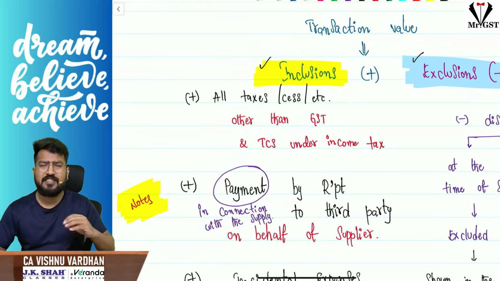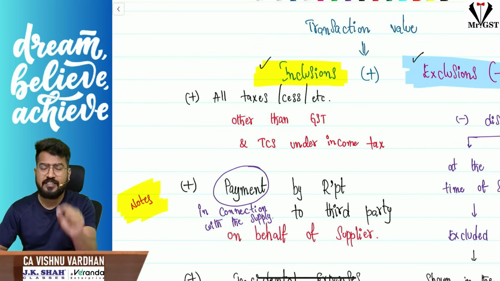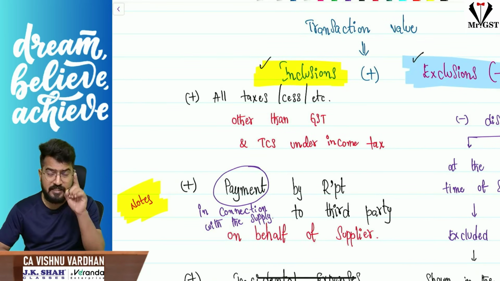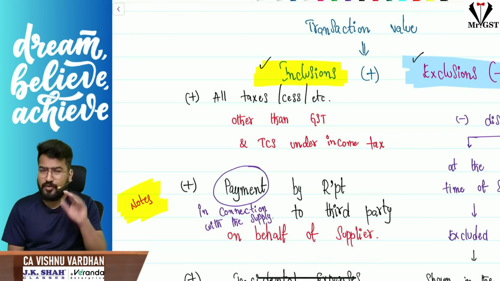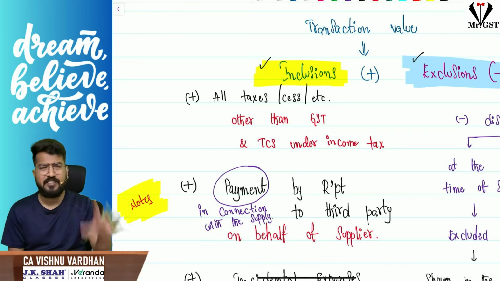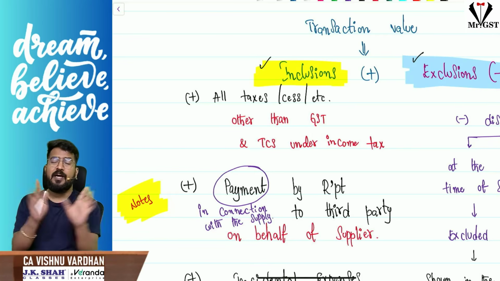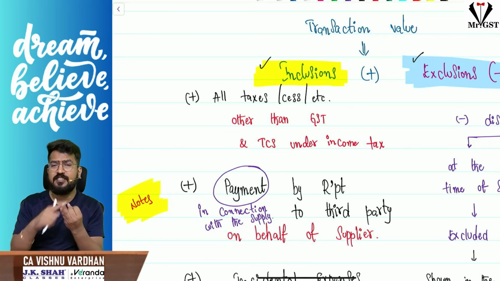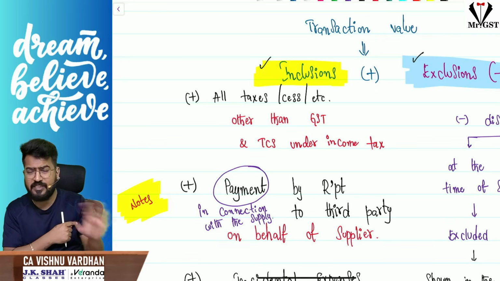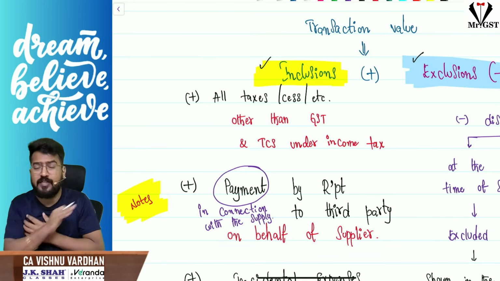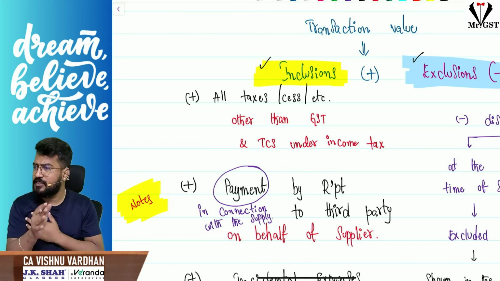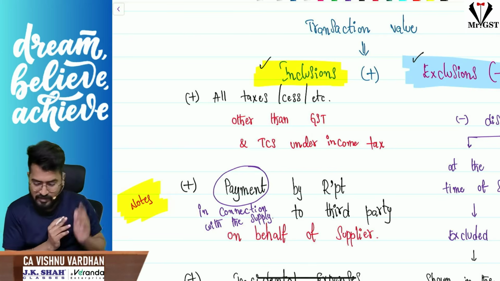All taxes and cess, other than GST, should be added. Taxes like municipal tax, entertainment tax, customs duty, whatever it is, you add to value of supply. But other than GST, that is other than CGST, SGST, UTGST, IGST and GST compensation cess, and also TCS under income tax, you don't add to the value of supply. That is the concept. That is number 1 addition.